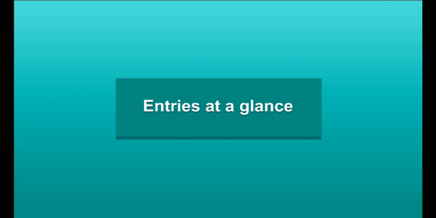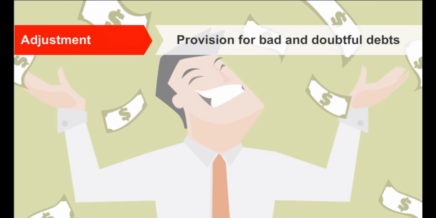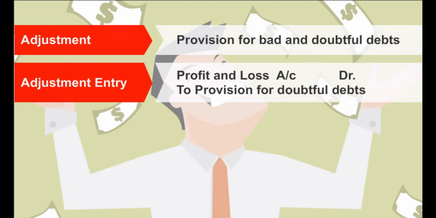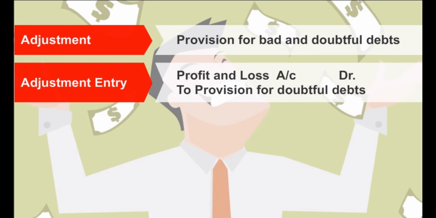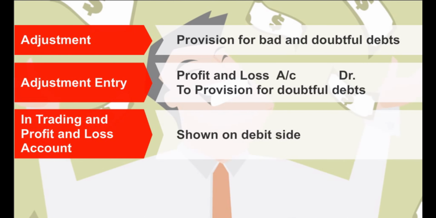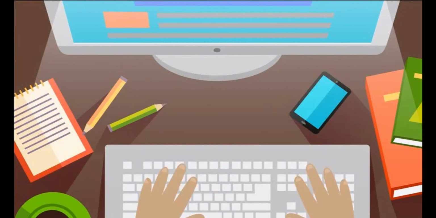Entries at a glance continued. Adjustment: provision for bad and doubtful debts. Adjustment entry: profit and loss account debited to provision for doubtful debts. In the trading and profit and loss account, it is shown on the debit side. In the balance sheet, it is deducted from the debtors.